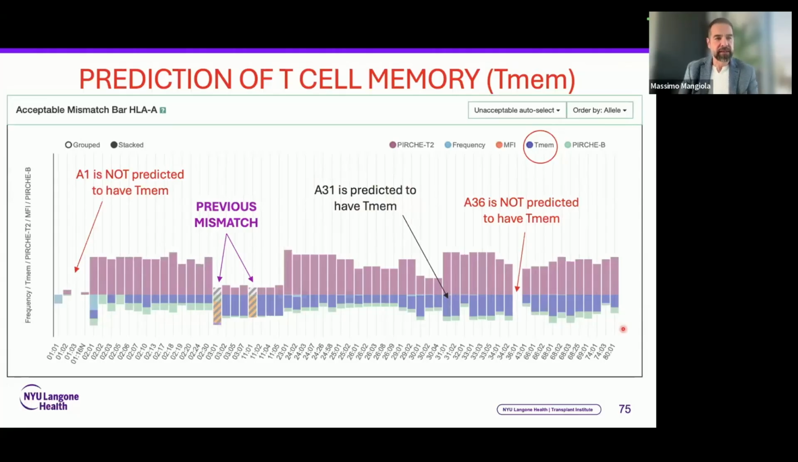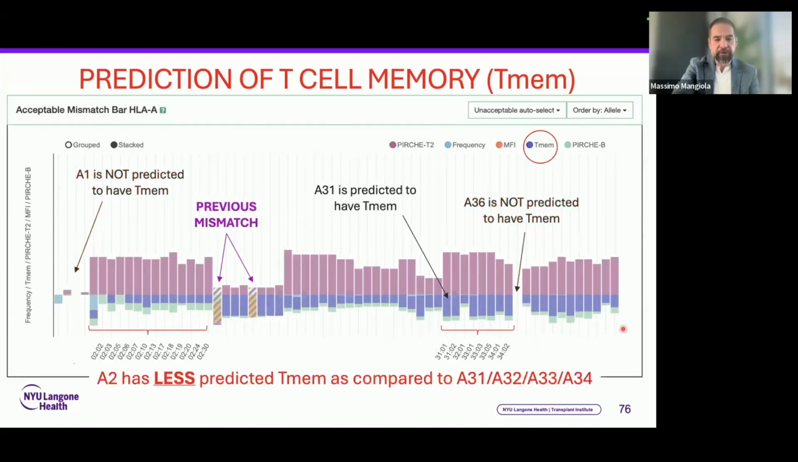So this is really the situation where you can say we are not crossing previously mismatched HLA, in parentheses, peptides, which we forget to say, right? Because the peptide is what drives the immunological response, not the number of the antigen. And you can dive a little bit deeper. Say, for example, if you have two different donors, you can say the group of A2 has less TMAM prediction as compared to the group 31, 32, 33, and 34.